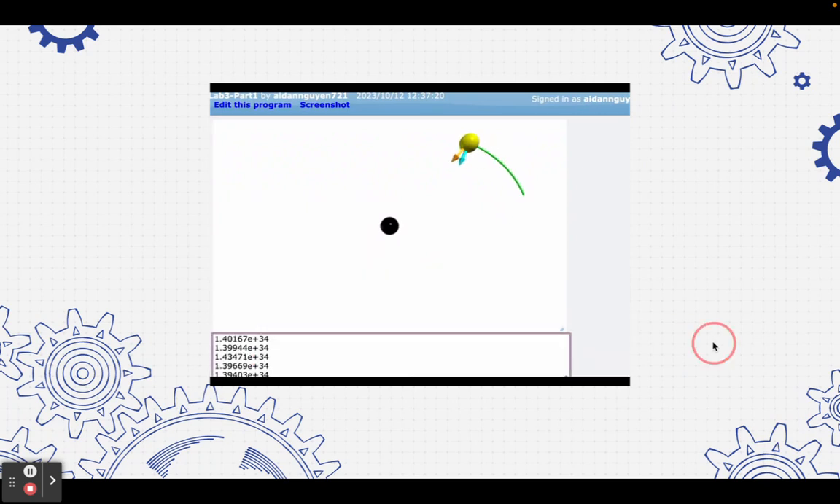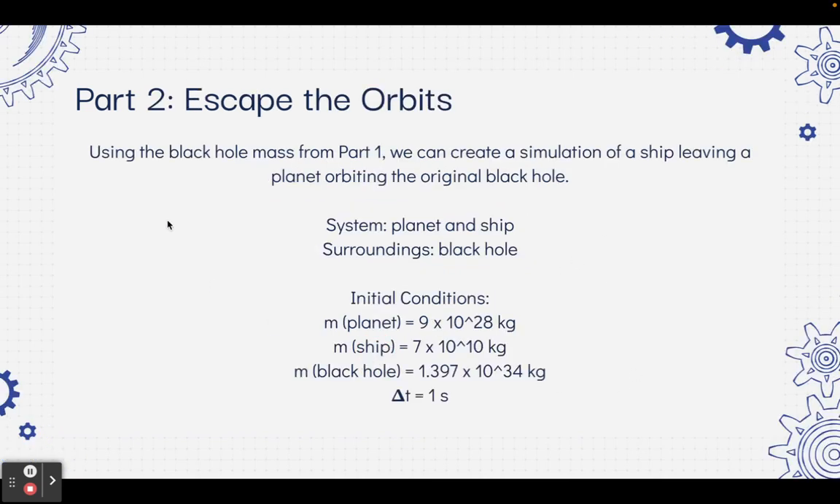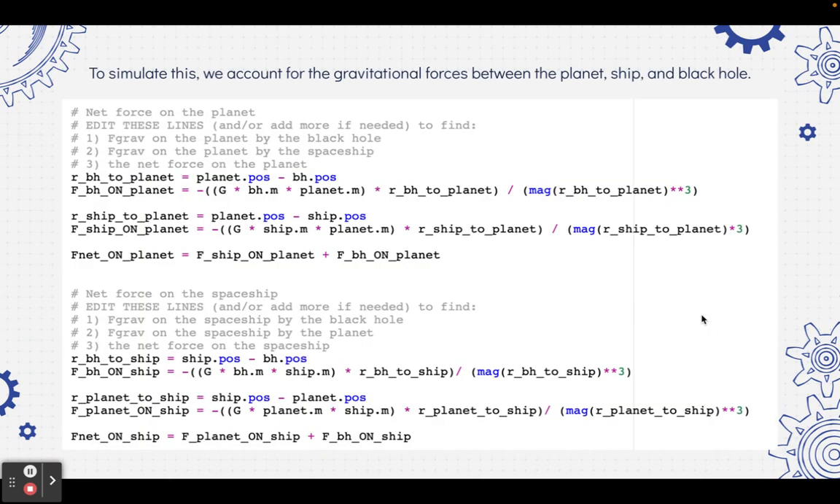So in our results, we have that the mass of the black hole is about this value, and these are our F net components. So using the black hole mass from part 1, we can create a simulation of a ship leaving the planet orbiting the original black hole. And here we have our initial masses and our system and surroundings. So to simulate this, we have to account for all of the gravitational forces between the planet, ship, and black hole.